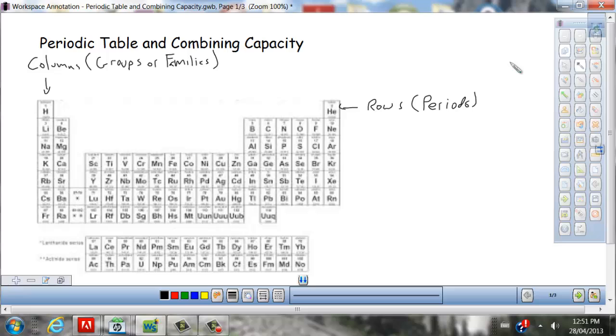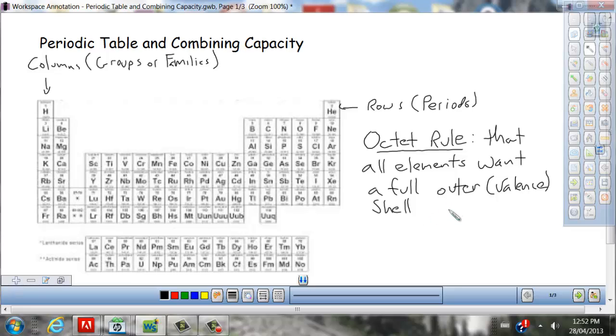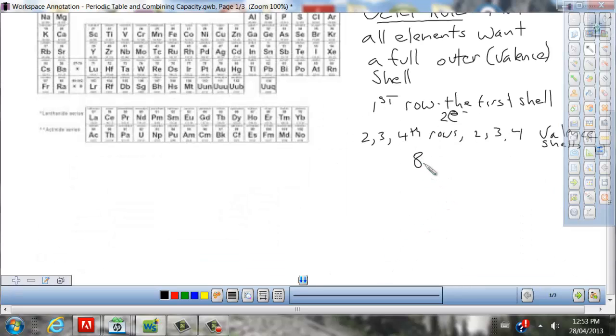And we talked a lot about the octet rule. The octet rule states that all elements want a full outer or valence shell. And so we learned that the first row or period corresponds to the first shell, and it can have a maximum of 2 electrons. The second, third, and fourth rows are the second, third, and fourth valence shells, and they can all have 8 electrons.